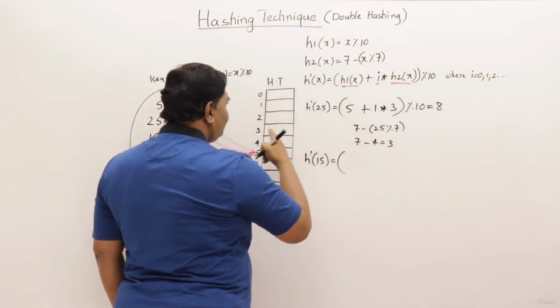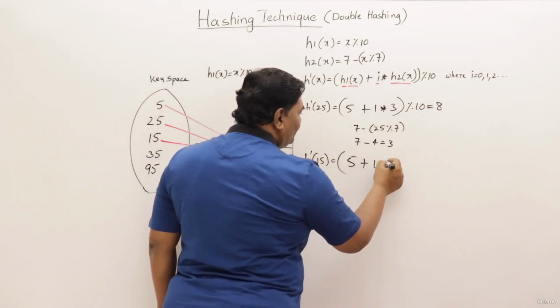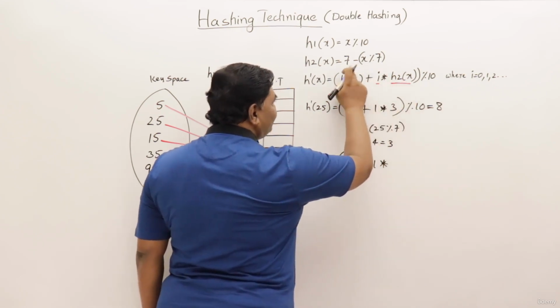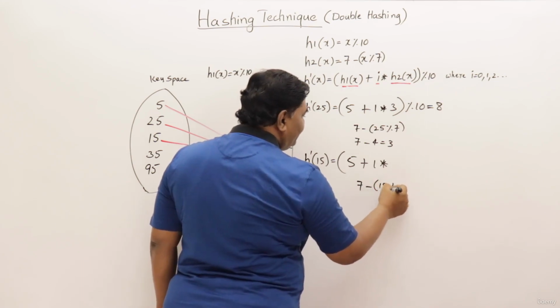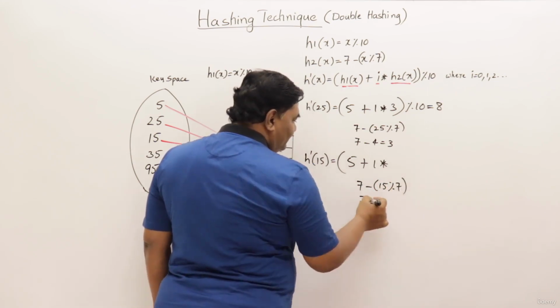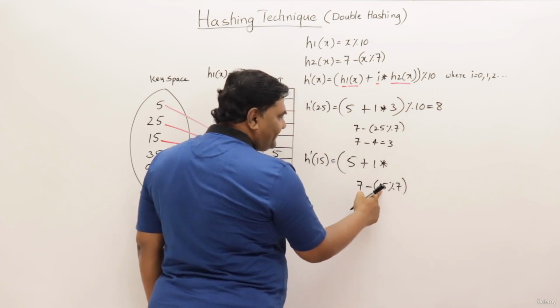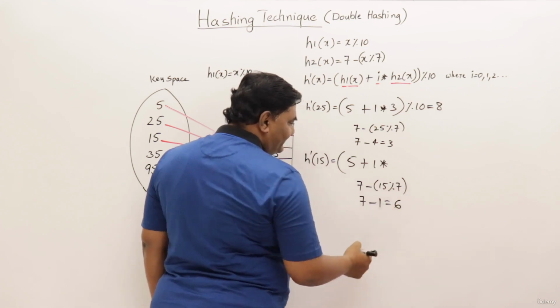The result of this function was 5, so that is a collision. 5 plus, now 1 into, we have to get the result of this function, that is h2 of x. X is 15, so I will evaluate this one. 7 minus 15 mod 7. 7 minus, see, 7 will divide 15 two times, 14, remainder is 1. So this is 7 minus 1, this is 6.